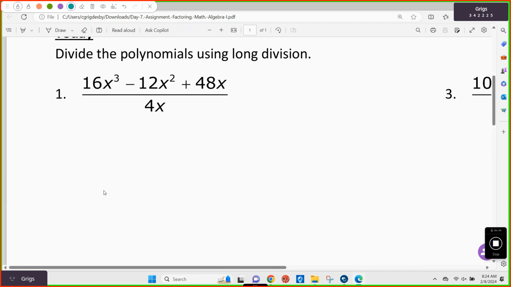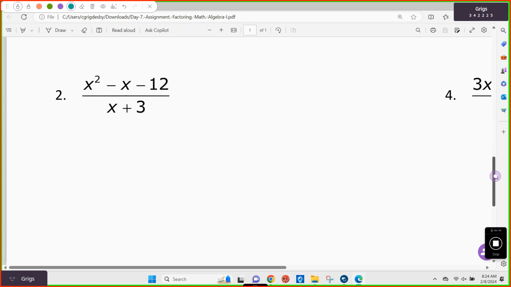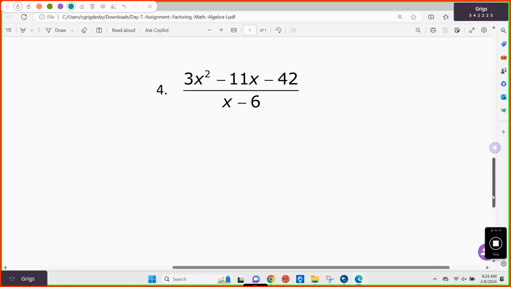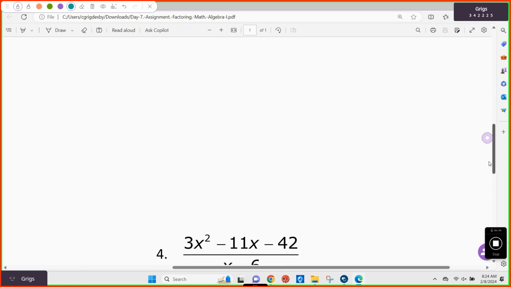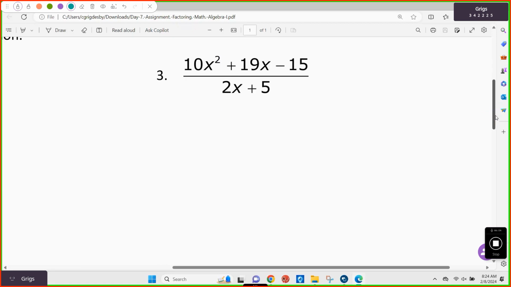Okie dokie, let's go to another. Which one do I want to go? 4. 3. 2. Why is there more than 1? I say 3 also. Cool.